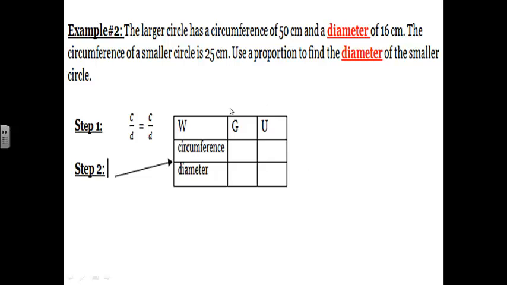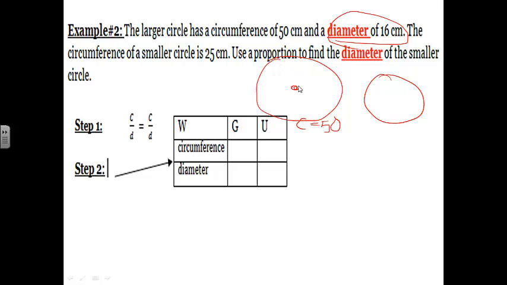Alrighty, one more. This one's a word problem with no picture. So the large circle has a circumference of 50. So I'm going to go ahead and draw a picture. Large circle, circumference of 50, and a diameter of 16. So I know that I have a diameter of 16. Okay, then the circumference of the small circle is 25, and it says we need to find the diameter. So I don't have the diameter here. I don't know what it is.